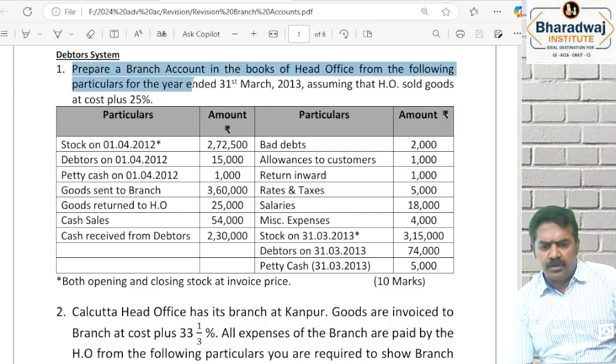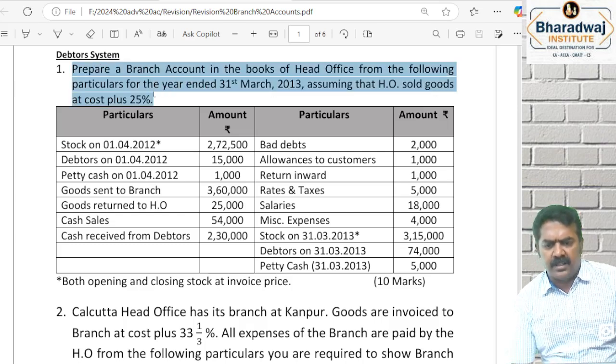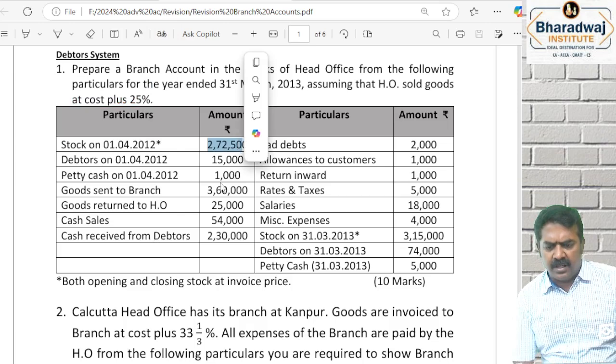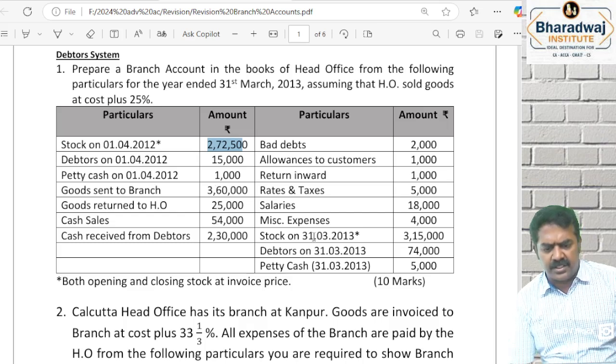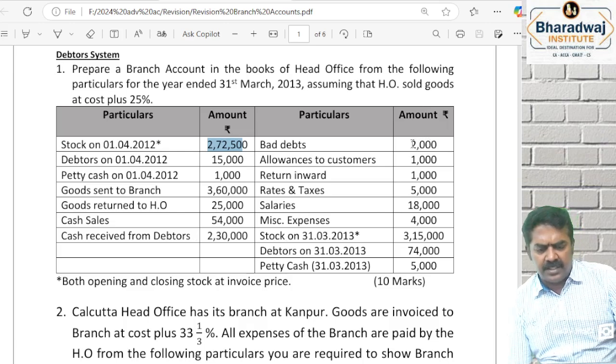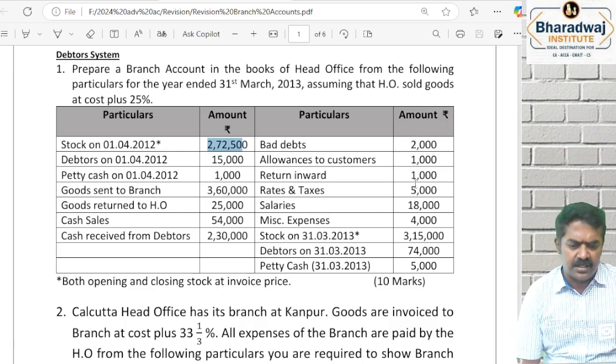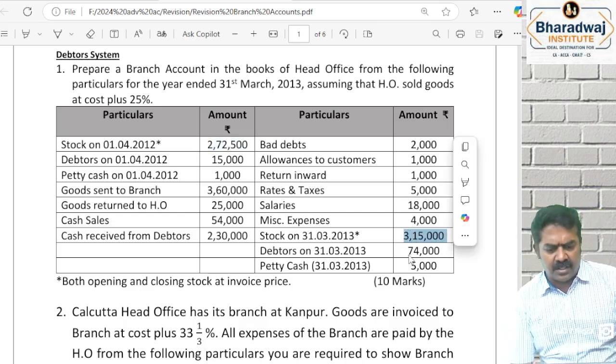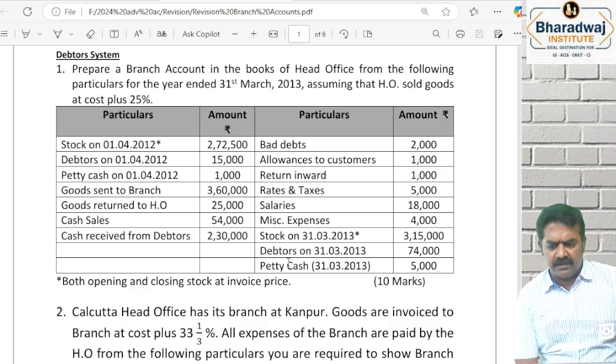Prepare branch accounts in the books of head office from the following particulars for the year ended 31st March 2013, assuming that the goods are sold at cost plus what? 25%. We are given opening stock and which one? Debtors, petty cash is given. Goods sent to branch, goods returned at office, cash sales, cash received from debtors is given. Bad debts, allowances to customers, returns, rent and taxes, salary, miscellaneous expense are given, closing stock is given, closing debtors are given, then closing petty cash is given.